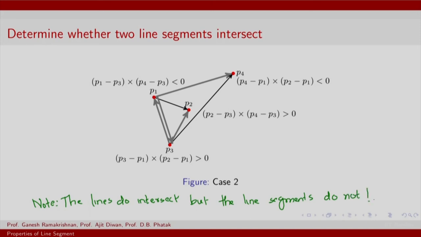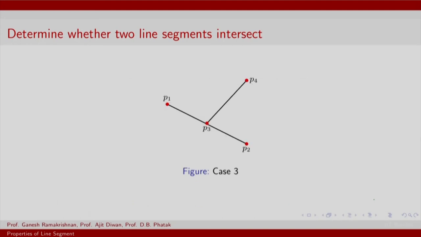This precisely is the significance of both the tests. One needs to determine that the cross products have opposite signs for both the pairs P1, P2 and P3, P4. It doesn't suffice to check for opposite signs only for one of them. Here is the corner case. What if one of the points, say P3, happens to be collinear with P1, P2?